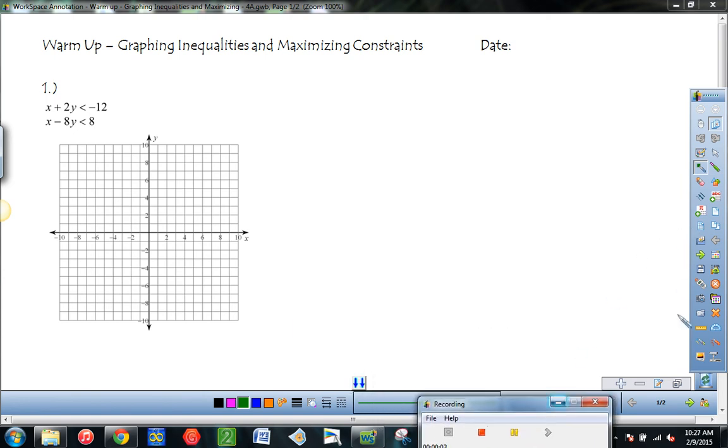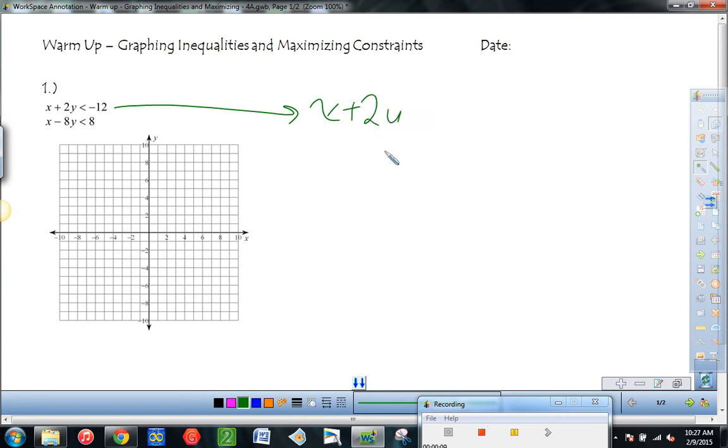What do you have to do first when you're graphing inequalities? You've gotta solve it. So we're gonna solve x plus 2y less than negative 12 for what? Solve for y, because yes, you're gonna solve for y.